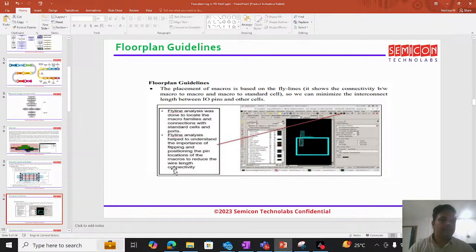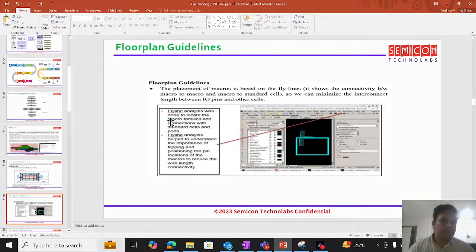Sometimes the orientation will not be followed properly in the floor plan, which will again lead to congestion and connectivity issues as well. The nets have to be detoured, and of course the wire length will increase, which will lead to increased net delay, increased path delay, and again to timing issues. So orientation is one main thing.